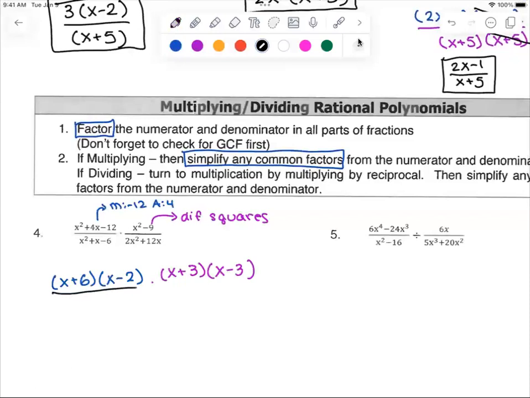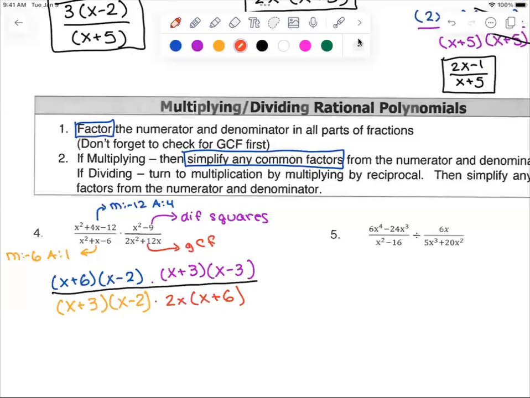Okay, moving on to the denominator. This one is a trinomial, multiplies to negative 6, adds to 1. That's going to be a positive 3 and a negative 2. And then my last one here is a GCF problem. I can take out a 2x, which leaves me with an x plus 6. So you factor all 4 parts instead of 2 parts.